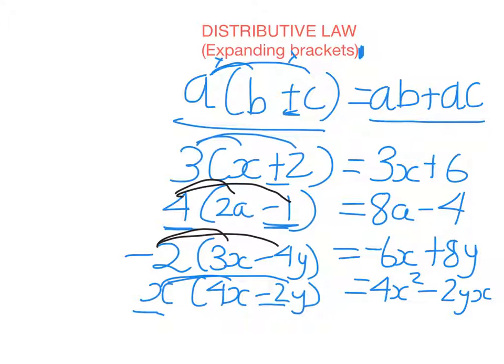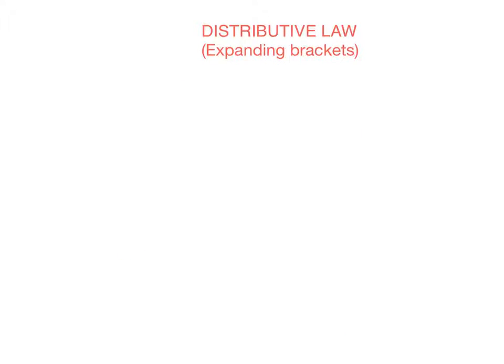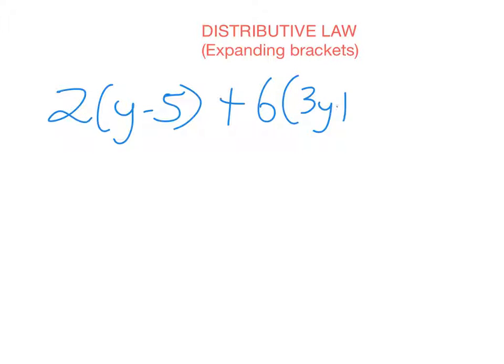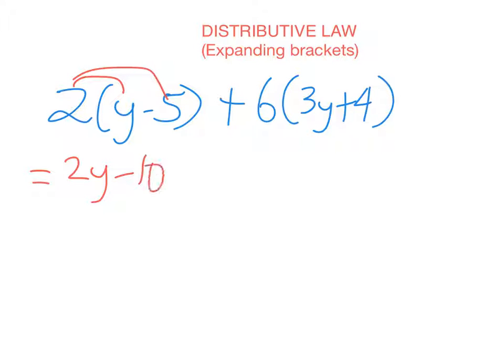Now sometimes you'll have to do a double expansion. I'll show you an example of that. Please pause and copy down these examples if you need them. So sometimes you might get something like this. Let's say 2 times y minus 5 plus 6 times 3y plus 4. In this case, you just expand each of them individually. Remember, BODMAS, we do the brackets first, and then you collect like terms. So 2 times y, 2 times negative 5, plus 6 times 3y, and 6 times positive 4 gives you 24.